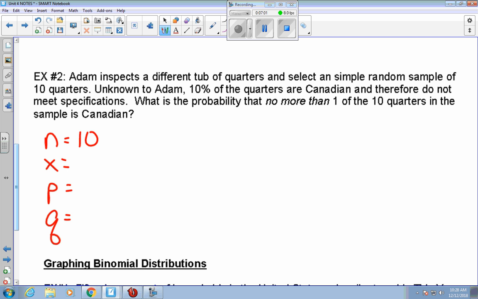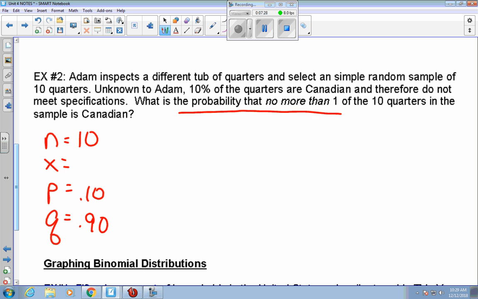Probability of success. Now, the success is that it's going to be a Canadian quarter. We don't want that to happen, but that's what we're trying to figure out, because 10% of them are Canadian. So p is 0.10, therefore q is 0.90. Now you notice that when you plug into your calculator, you don't need the q. The calculator knows, if I have 0.1, then the q is going to be 0.9. So my x is right here.